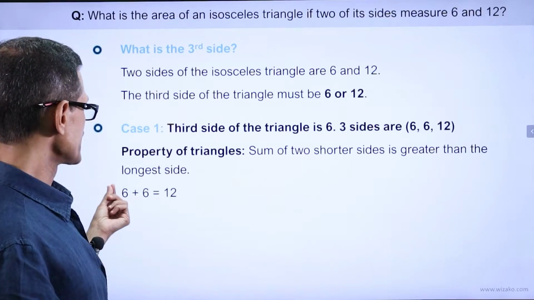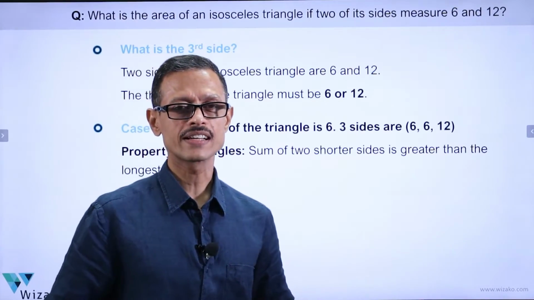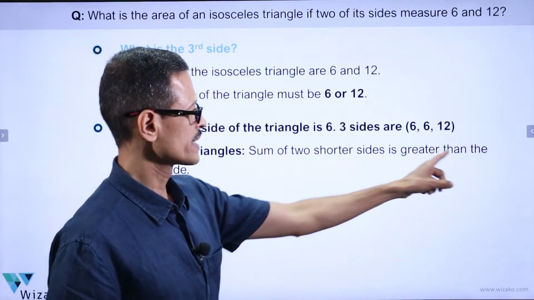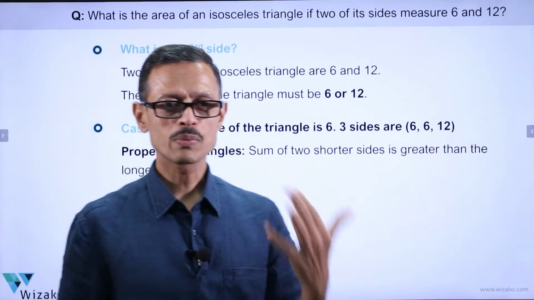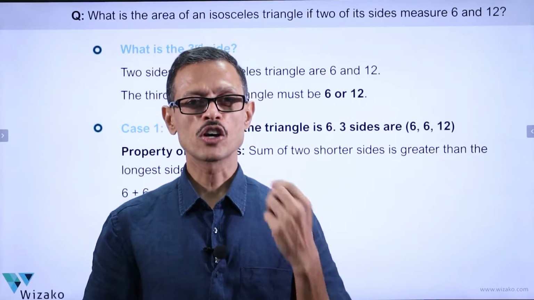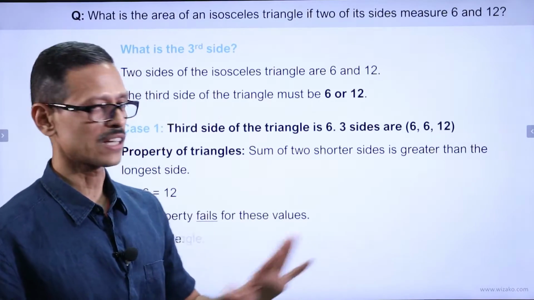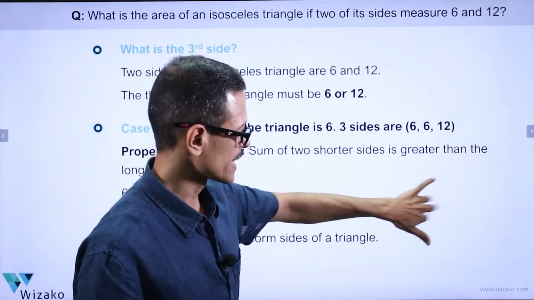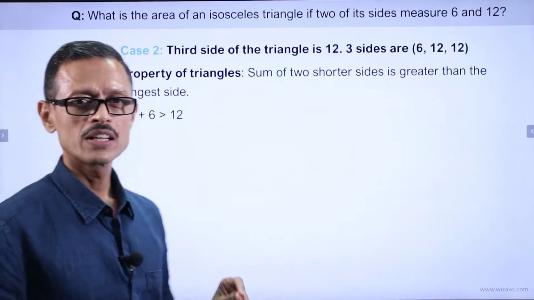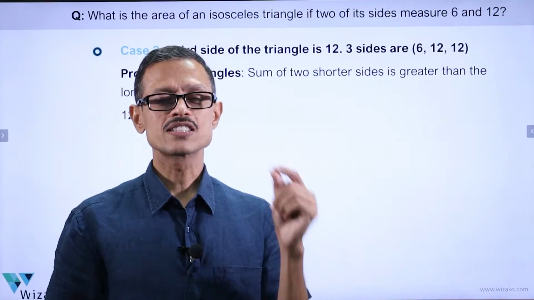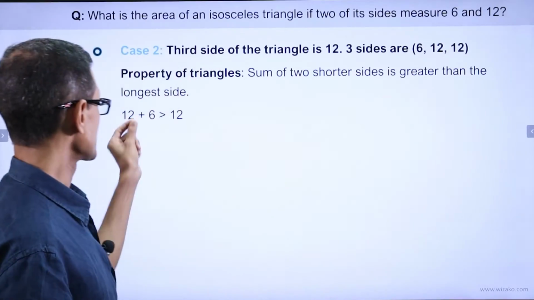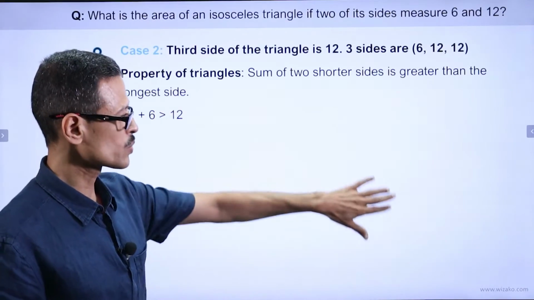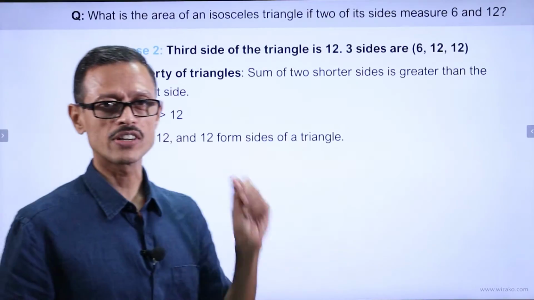How do we check? It needs to satisfy the inequality that the sum of the two shorter sides is greater than the longer side. 6 plus 6 are the two shorter sides. It is not greater than 12. So this is not a feasible triangle. So done. Let's go to the second possibility. 6, 12 and 12. The longest side here is a 12. Is 6 plus 12 greater than 12? Yes, it is greater than 12. So 6, 12, 12 happen to be the three sides of our triangle.